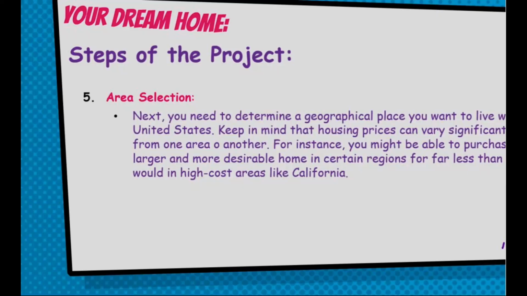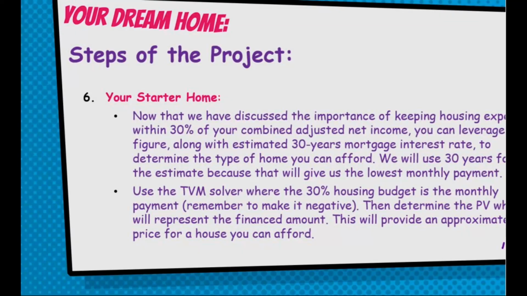Okay, so after we have our jobs and how much we can afford on a house, the next thing is where do you want to live? This has to be in the United States because we're going to use Realtor.com or some other sites that I know have homes in the United States and not in other countries. So you need to determine a geographical place you want to live within the U.S. Keep in mind that housing prices can vary significantly from one area to another. For instance, you might be able to purchase a larger and more desirable home in certain regions for far less than you would in high cost areas like California.